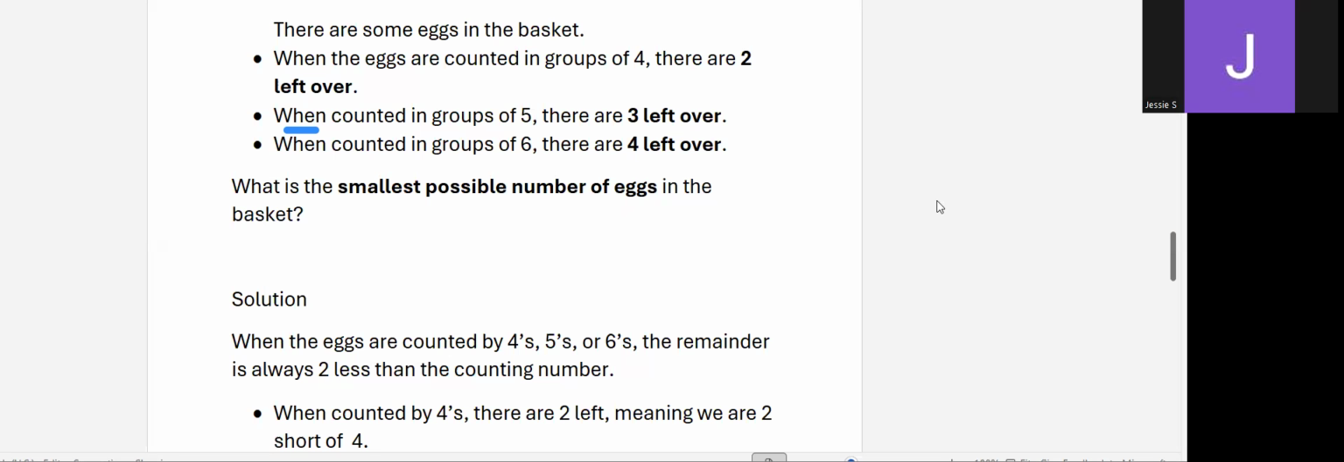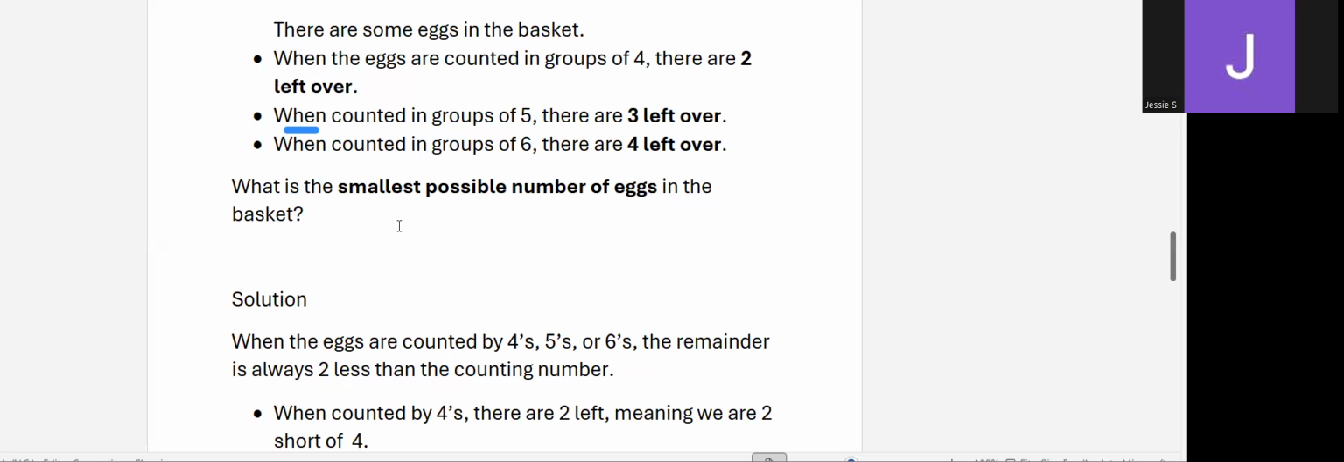Okay, there were some eggs in the basket. When the eggs are counted in groups of four, there were two left over. When they are counted in groups of five, there are three left over. When counting in groups of six, there are four left over. What is the smallest possible number of eggs in the basket?